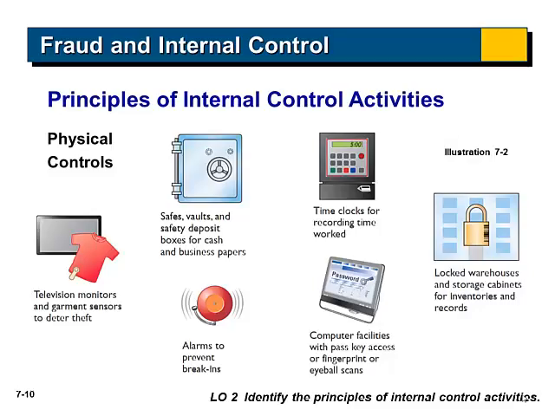There would be time clocks for recording time worked of employees. If you've got warehouses, they would be locked, and storage cabinets for inventories and records. If you've got computer facilities, you'd use passkey access or fingerprint or eyeball scans perhaps. And then there might be alarms to prevent any break-ins. And these are all examples of strong physical controls.